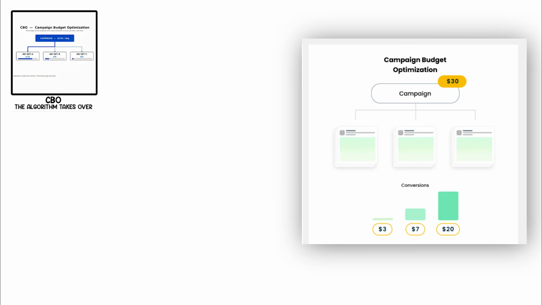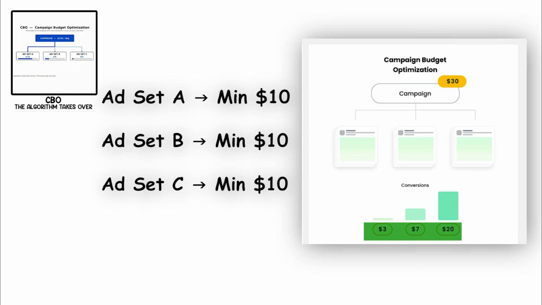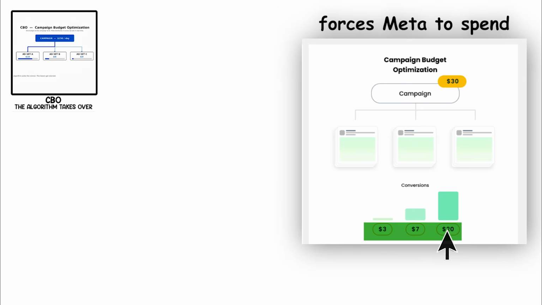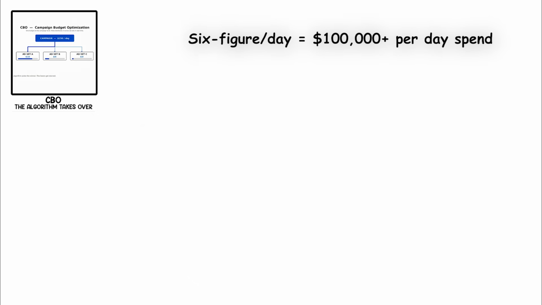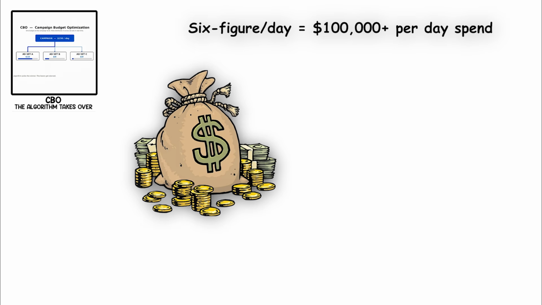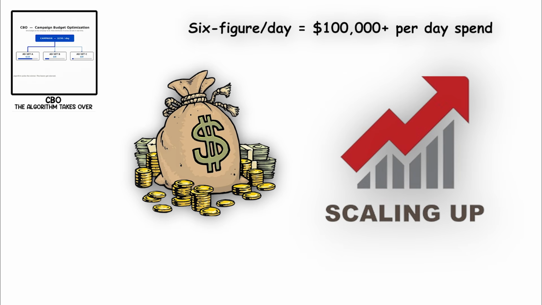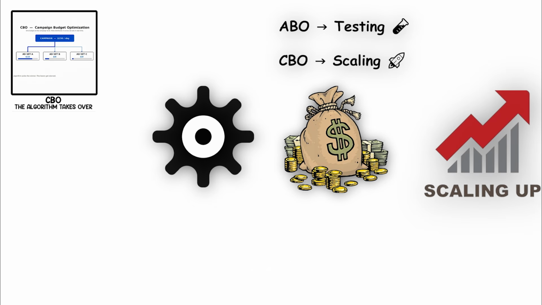There's also a guardrail most people skip. You can set ad set minimum spends inside a CBO campaign. That forces Meta to spend at least that much on the ad sets you care about. Used right, you get the best of both worlds. Most 6-figure per day accounts in 2026 run their scaling spend through CBO. It's the engine. ABO is the test bench.